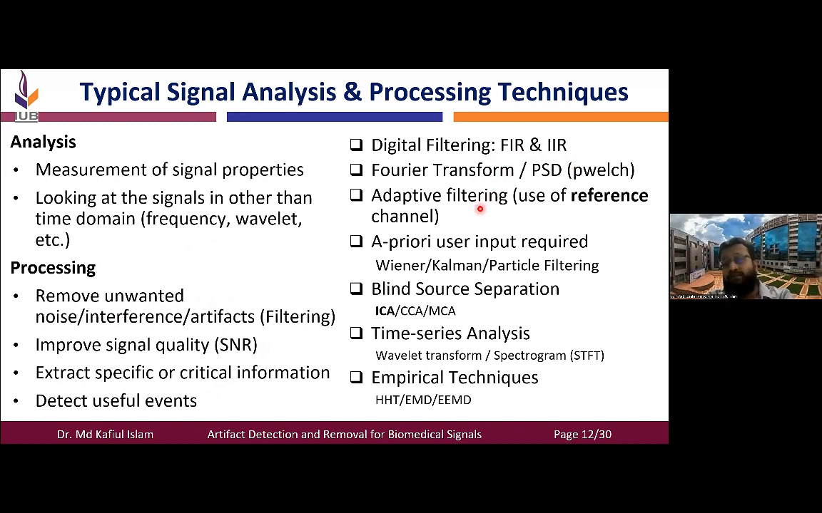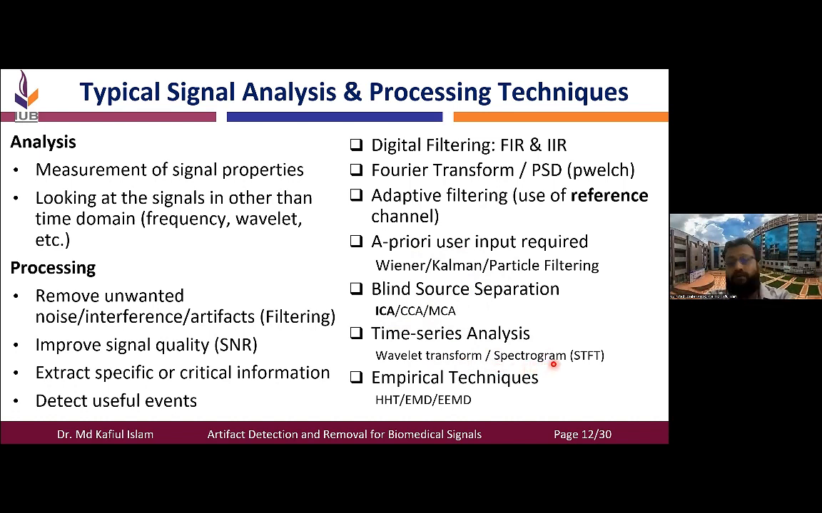You can use adaptive filtering, which requires an additional use of a reference channel. You can use some advanced filtering types like Wiener, Kalman, or particle filtering, which require some prior information. You can use a blind source separation technique to actually get rid of the artifact through independent component analysis or canonical component analysis.